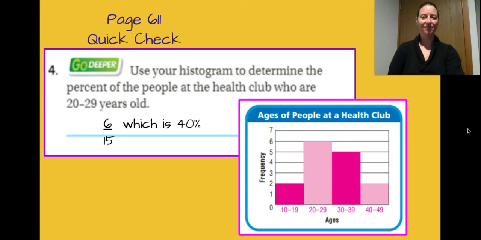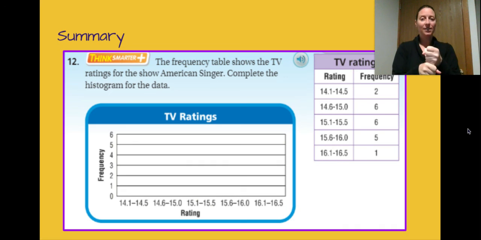Here is our summary. The frequency table shows TV ratings for this show, American Singer. Complete the histogram for the data. So this one, they already have everything labeled out for you. You just have to transfer the information from the chart to the histogram and make your bar histogram graph.